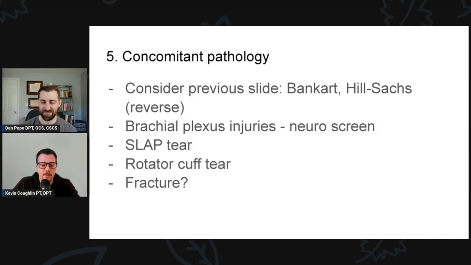And then maybe they have a SLAP tear, maybe they have a rotator cuff tear, or did they have a fracture of their humerus? These are all important things to consider. Like Dan talked about in a previous episode, you want to be cautious. If you're the first provider they've seen, be really careful until they get imaging, because you don't know how significant the damage is, and we have to find out to come up with a good rehab plan.